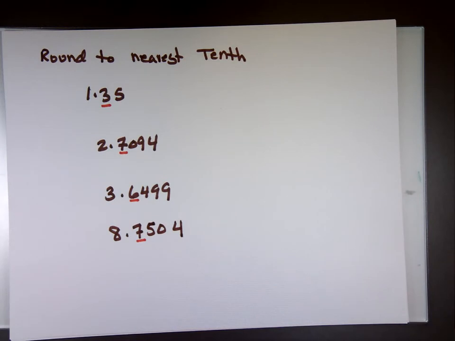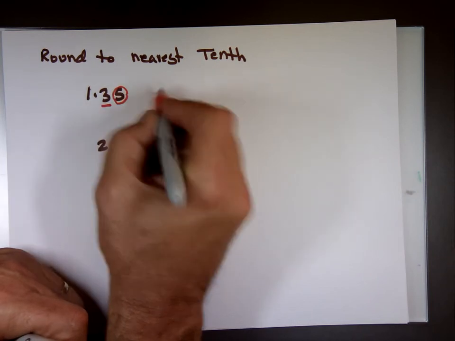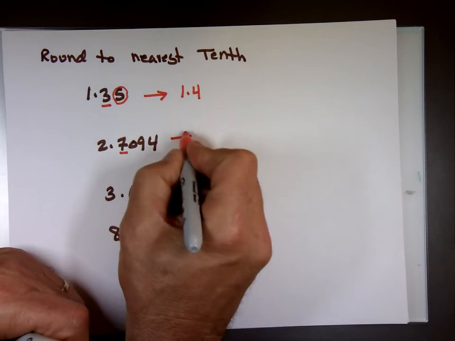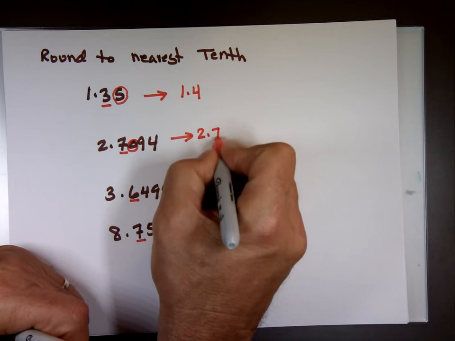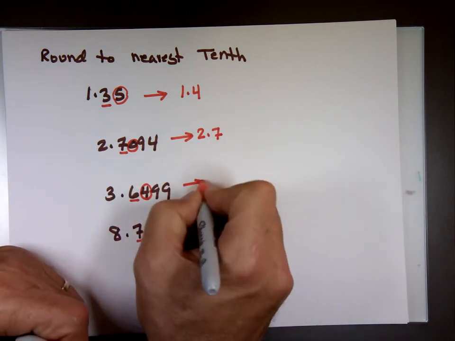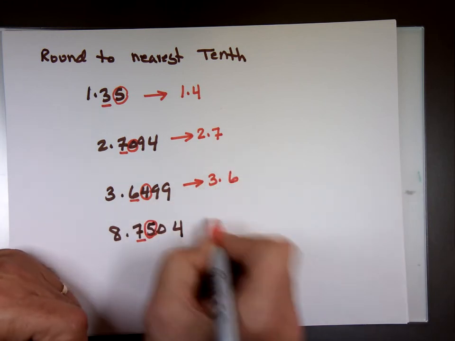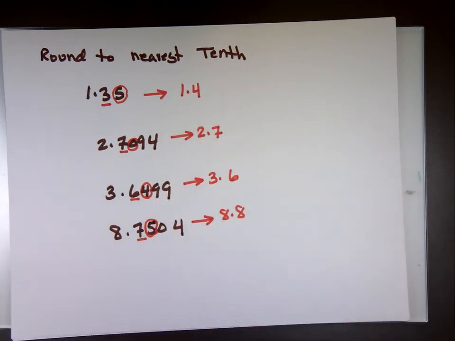So what's the rule for rounding? You look at the digit to the right of that. If that digit is 5 or more, what do you do? You add 1 to this. So this becomes what? 1.4. Is that 5 or more? No. 2.7. Is that 5 or more? No. 3.6. Is that 5 or more? Yes. 8.8. And now all these numbers are rounded to nearest tenth.